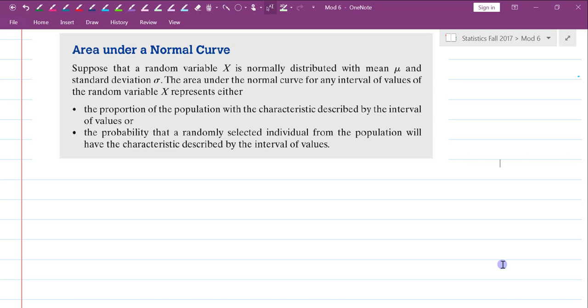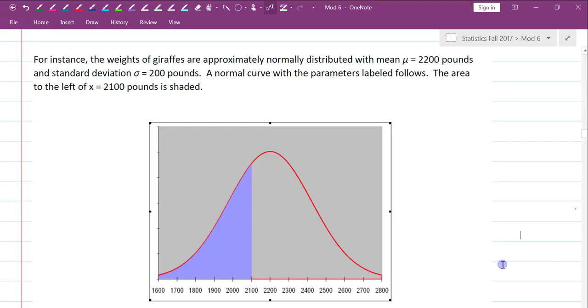Let's explain what that means a little bit more in detail. For instance, the weights of giraffes are approximately normally distributed with a mean of 2,200 pounds. Oops, I thought I was in highlighter mode. Let me go grab a highlighter.